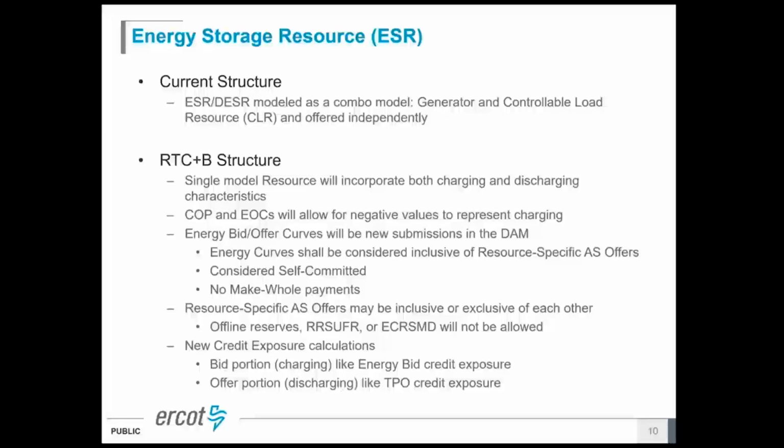No make-whole payments will exist. There will be a new credit exposure calculation for EBOCs that will mimic energy bid exposure for the charging side and TPO exposure for the discharging side. Resource-specific AS offers for ESRs will not allow submissions for offline reserves, RRS UFR, or ECRS MD, manual dispatch.